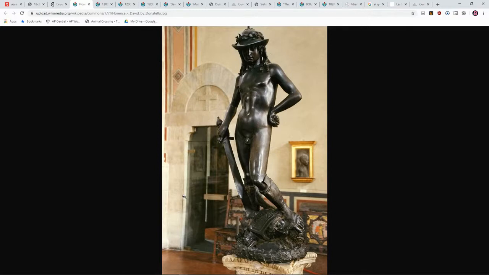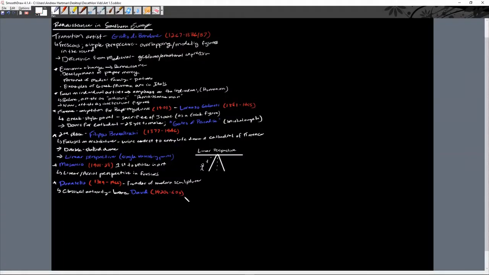But this is the first known freestanding nude sculpture since the time of the Greeks and Romans. So freestanding means it's not in relief. Nude sculpture since the Greeks and the Romans.